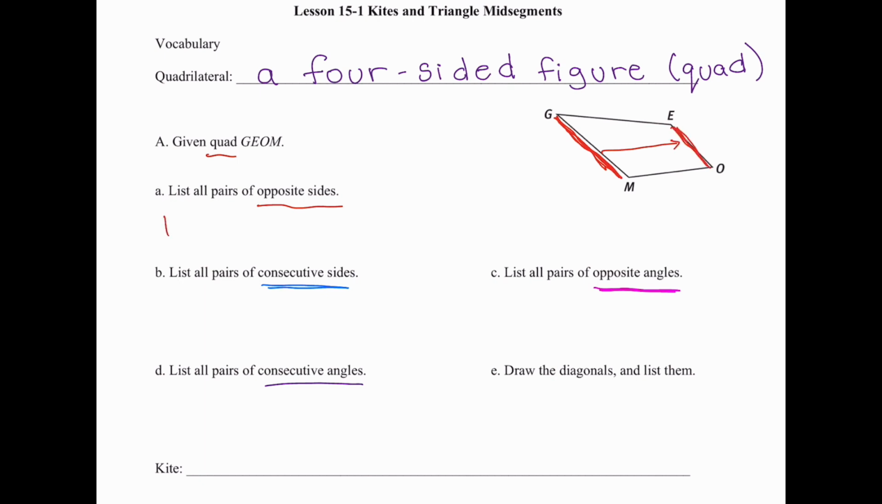So I would say GM and EO are opposite sides. But notice how it says list all pairs. So another pair of opposite sides would be GE and MO.